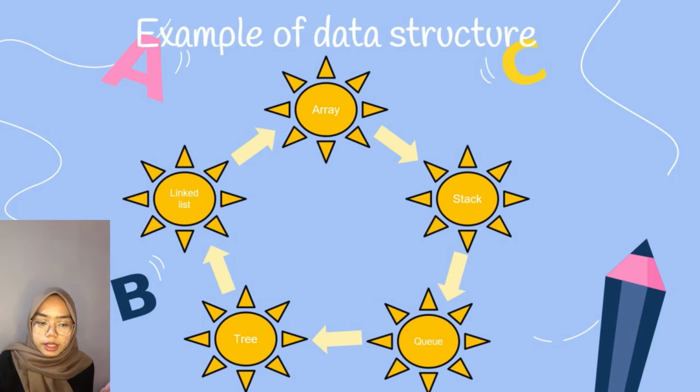For example of data structure, we have 5, which is array, stack, queue, tree, and linked list. An array is a collection of data elements in which all elements are of the same data type, hence homogeneous data. Array is a static data structure. An array cannot grow or shrink during program execution. It's a fixed size.